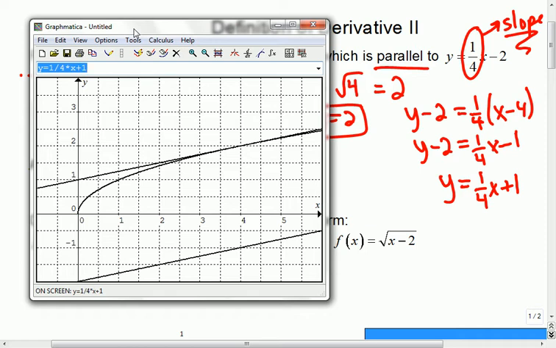So the only real part of that was that you had to click in that the derivative is the slope. Use the slope to figure out where you are on the graph. In this case, it's the point (4, 2).